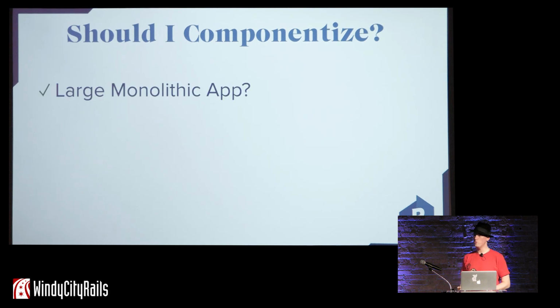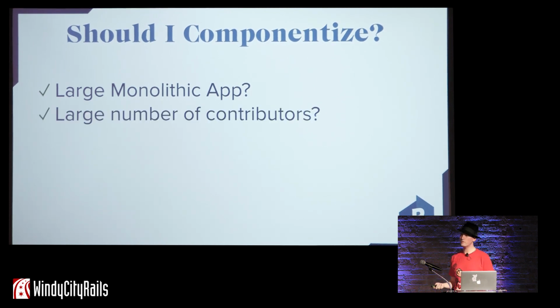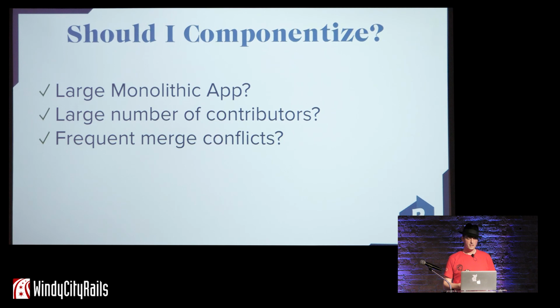My first question is, do you have a large monolithic app? And by large, I mean dozens or hundreds of models at least. Big enough that the problems I'm talking about, the test runtime in particular, is a good indicator of that. Do you have a large number of contributors? If you're a small team, I don't think that this would do a lot of good for you. Do you have frequent merge conflicts? It felt like every pull request we would be getting a merge conflict. This helped us a lot with that.